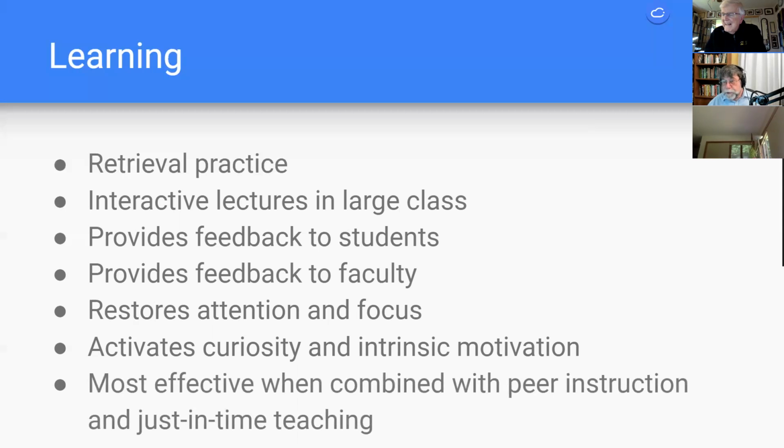Now, what the research shows is that clicker use or polling use is most effective when you combine it with peer instruction and just-in-time teaching. A lot of instructors, when they first use polling, just simply ask students questions like quiz questions based on readings or other things they had done. Students like that and instructors like that because of that feedback aspect. But what they found is there was no significant increase in student learning.